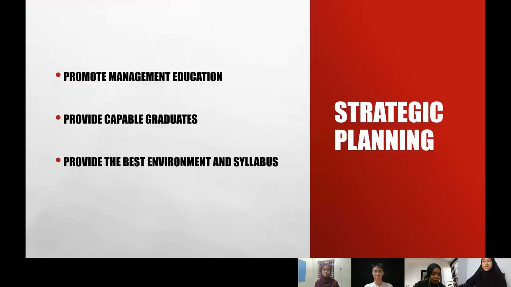In the strategic planning of Universiti Utara Malaysia, they promote management education to the students, such as banking, financing, accounting and everything. They want to provide capable graduates who will lead Malaysia's future towards a modern society. They also want to provide the best environment and syllabus to the campus society, and they keep building the development of the university.